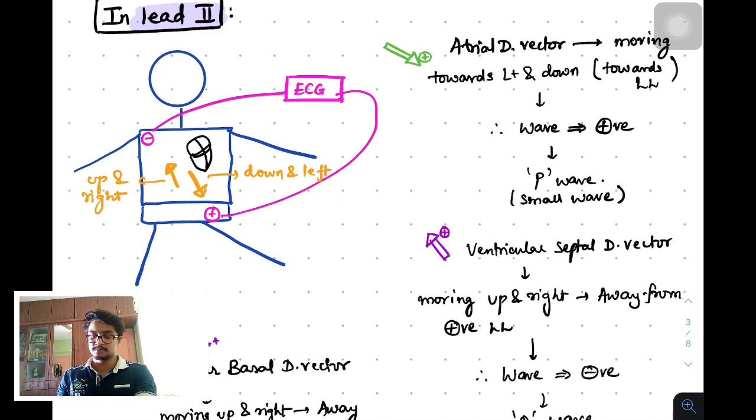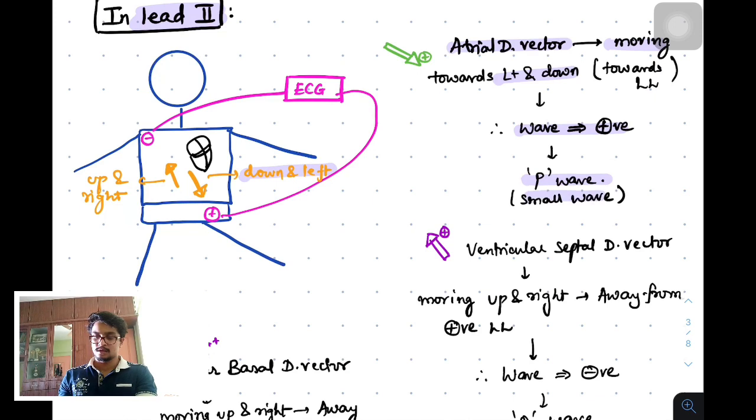What we observe here is, we saw earlier that the atrial depolarization vector is moving down and left. Down and left means the vector is moving towards the left leg. The depolarization vector is positive, so the positive vector is moving towards the positive electrode, which is the left leg. So the wave will become positive, and the deflection produced by the atrial depolarization vector is the P wave.